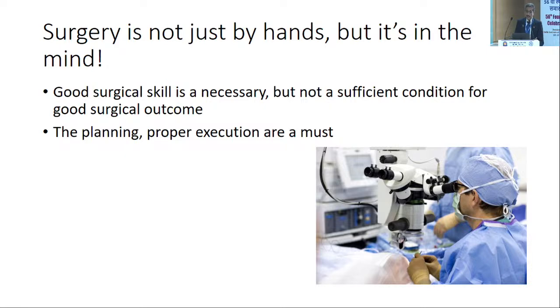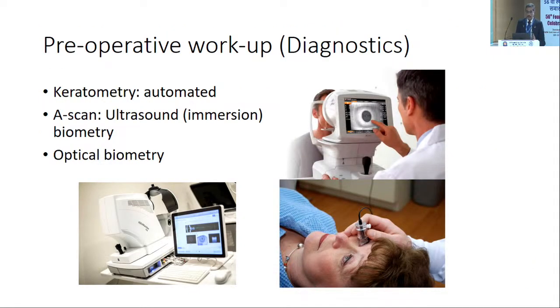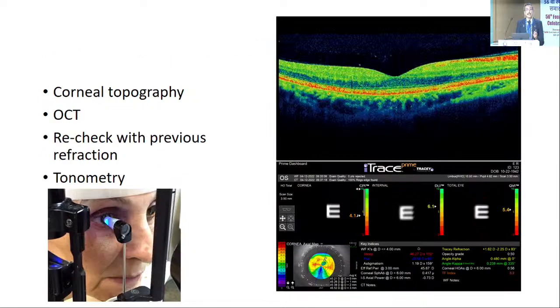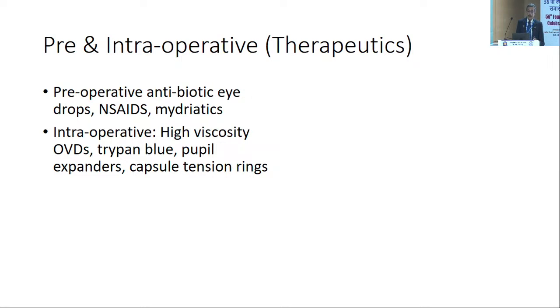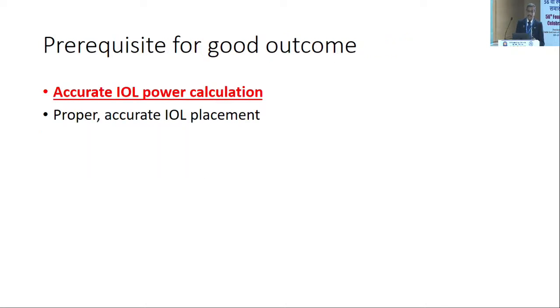But surgery is not just by hands, it is also in the mind. Good surgical skill is necessary, but is not a sufficient condition for a good surgical outcome. The planning and proper execution are also a must. So for that, we need a very good preoperative workup, and immersion A-scan or ultrasound biometry and optical biometry is a must. And there are so many gadgets which help us diagnose comorbidities which we can tell the patient beforehand. There has to be proper pre- and intraoperative care. Intraoperatively, there is a whole revolution that has happened in OVDs, pupil expanders, capsule tension rings.